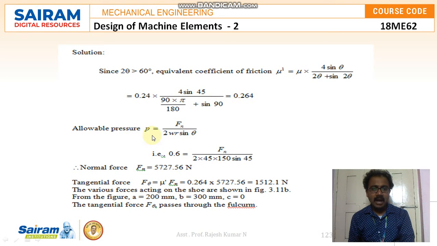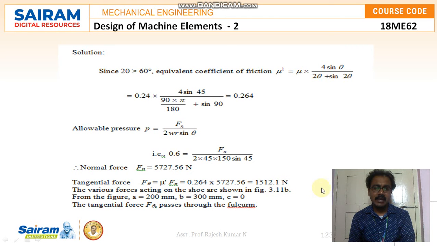Then moving to the next one, allowable pressure, the formula is P equal to Fn divided by 2Wr sine theta. We know the P value, we know W the face width, we know the radius of the drum and even the angle. So here only Fn is the unknown. From the simplification, Fn is 5727.56 Newton. It is the normal force. And the tangential force F theta is nothing but equivalent coefficient of friction into normal force, or like T1 minus T2 we can also write. So the equivalent coefficient of friction is 0.264 and the normal force is 5727.56, so it is 1512.1 Newton.